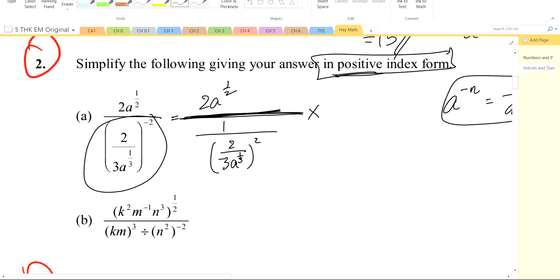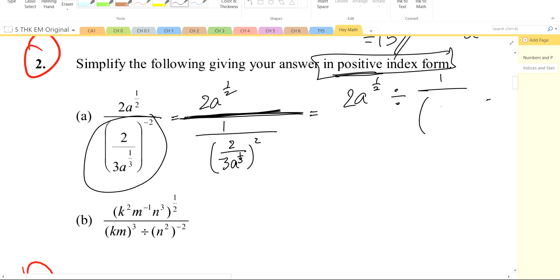Now next. Something divided by a fraction. Do you know how to change that to multiplication? Yes, you do. So for example, a divided by 3 over 2 equals to a times 2 over 3, isn't it? I'm sure you all know this. Okay, so this is actually the same as 2a to the power half divided by 1 over 2 over 3a power 1/3 to the power of 2. Agree?